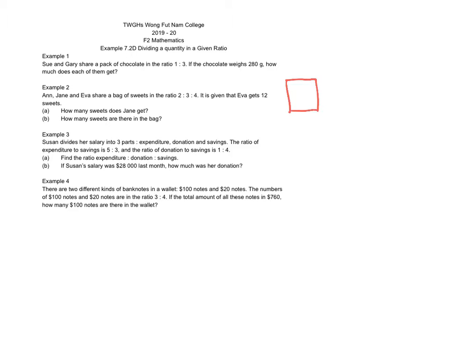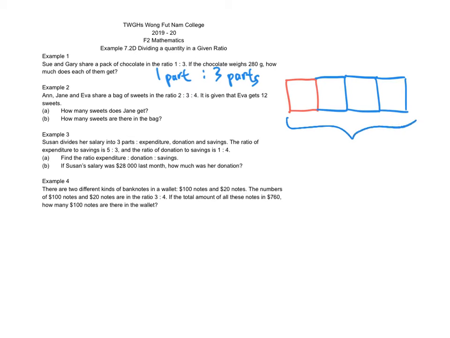Sue gets 1 part and Gary gets another 3 parts. Remember 1:3, that means 1 part versus 3 parts. This is what you have. 1 part for Sue and another 3 parts for Gary. That means total how many parts? 4 parts. Any problems?